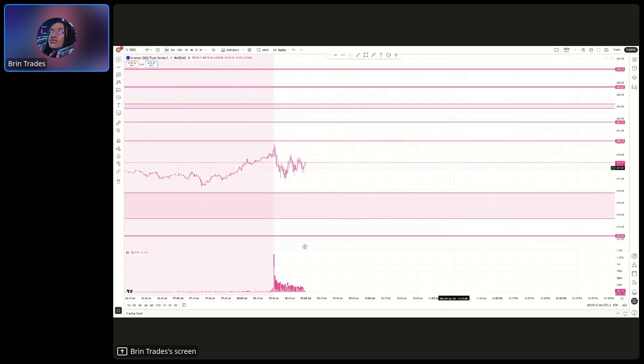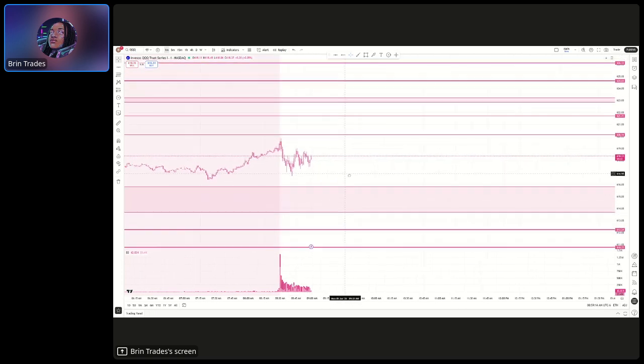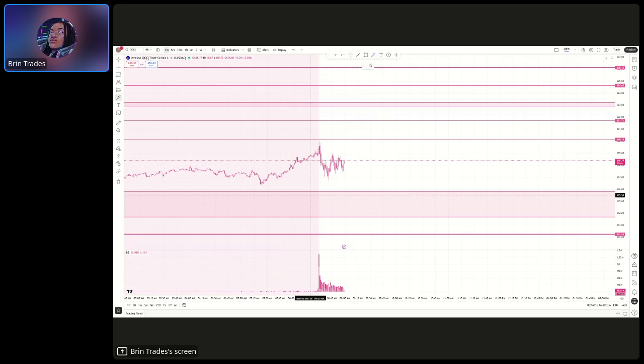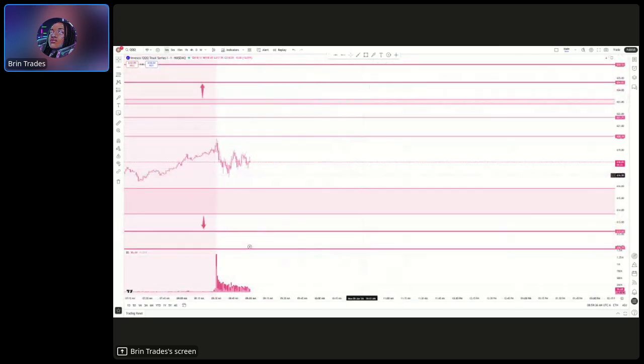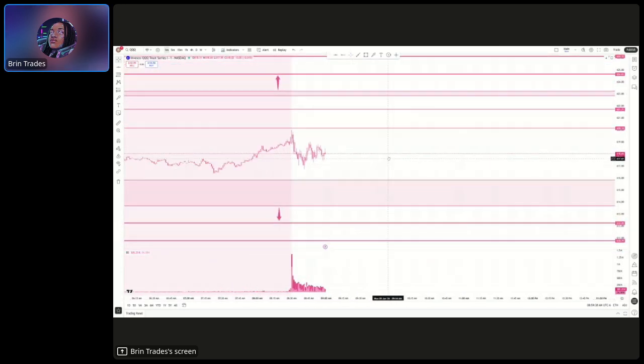Because I would rather take puts below here. I don't know, I feel like it just might be the safest option. And calls above here. Let's see. Got 25 seconds on the clock.